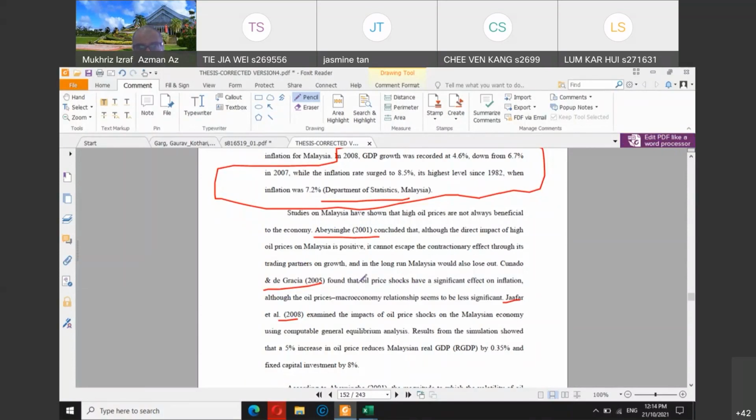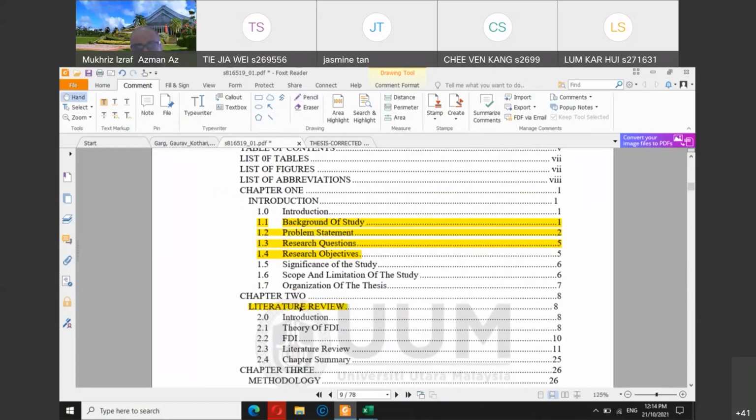Maximum maybe half a page or one paragraph, 4, 5, 6 lines of writing just to highlight what Ebi Singhi has done. The same thing with Jaafar and Cunado de Gracia. So there is nothing wrong with mentioning the same paper twice, once in the introduction, the second time in your literature review. But in the introduction, we do not provide too much detail on what this paper is about, because the more detailed discussion will be provided in the literature review.